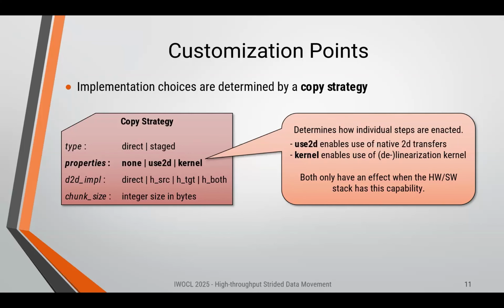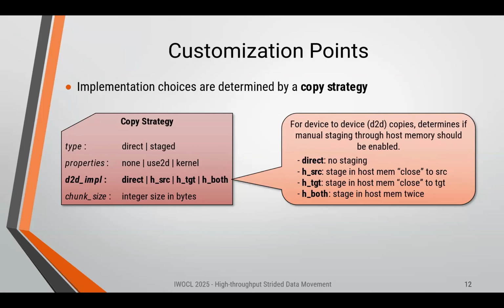Then there are some other properties that describe how it should be implemented on the target platform. None means no special features. Use 2D means that it should use the underlying 2D copies when required and available. And kernel means that for linearization, if it's performed, it should use a kernel rather than copy. And finally, at least for the enums, D2D implementation describes how device-to-device transfers should be performed, either directly or with manual staging, in this case to host memory.